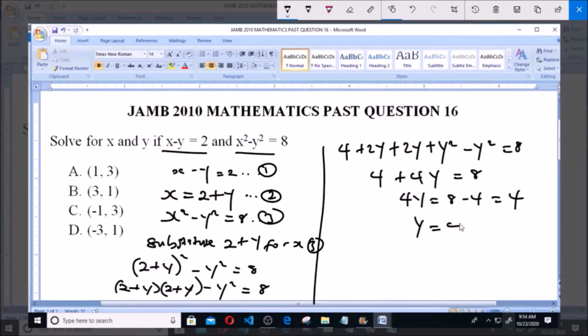So y is 1. Now from this we can get x from equation 2, because x is equal to 2 plus y, which is 2 plus 1, which is equal to 3. So x is equal to 3. That is x, y is equal to 3, 1, and that is option B.